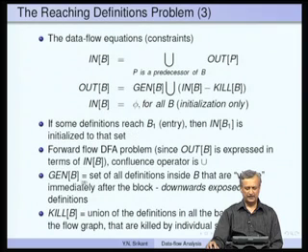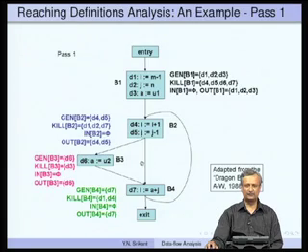Gen B is the set of all definitions inside the basic block B that are visible immediately after the block, that is, downwards exposed definitions. Let us understand this with the example. Here is the basic block B1. There are 3 definitions D1, D2, D3 in this particular basic block. We are looking at this particular point when we compute gen B.